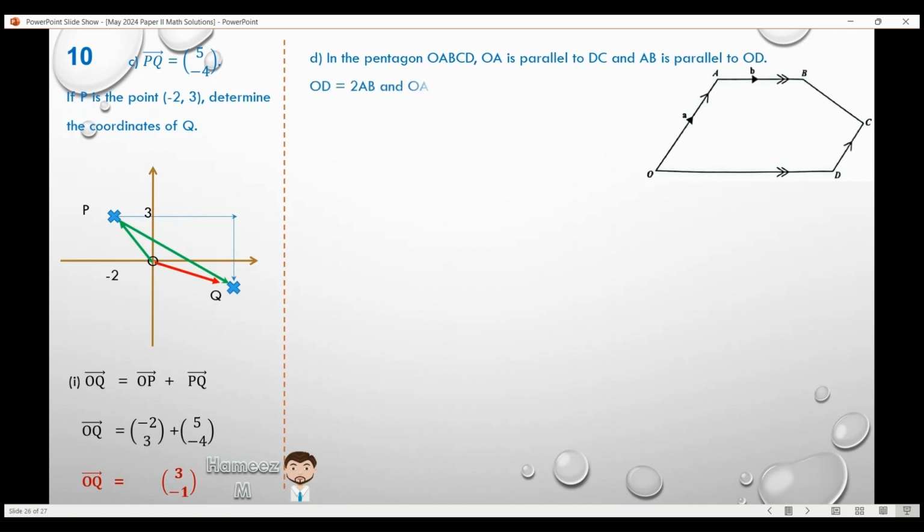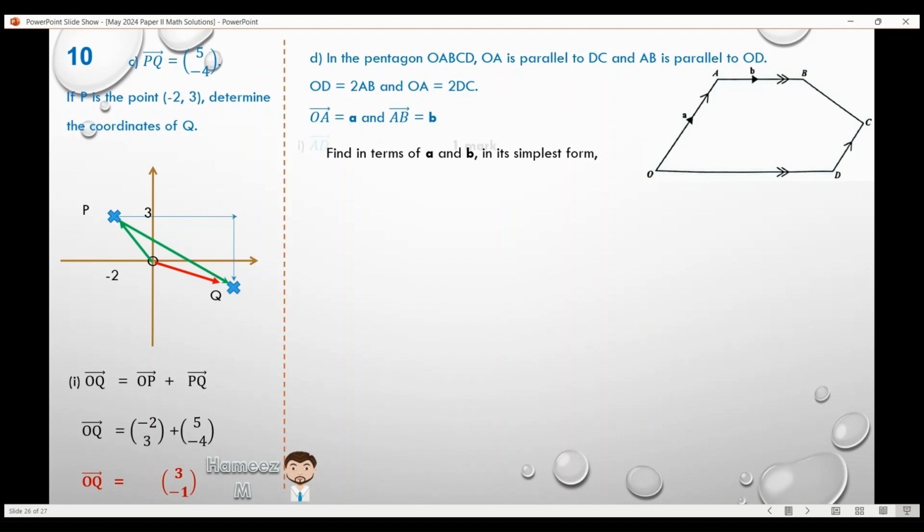OD is equal to 2AB. So the length of OD is 2 times as long as the length of AB, and similarly, OA is twice as long as DC. OA is equal to A, we're using that to represent the vector, and B to represent AB.